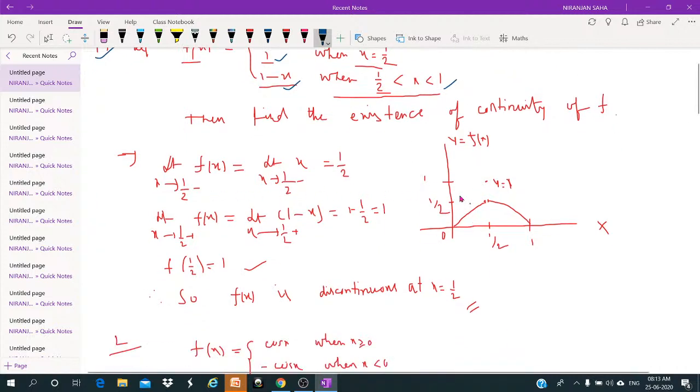So here we can draw that from 0 to half, f(x) is in this way, the curve is this, and from half to 1, f(x) again in this way, but if x is equal to half, f(x) is equal to 1. So you can see from the figure that f is discontinuous at x equal to half. You can also take the left hand limit and the right hand limit of f(x), which are half and 1, and f(half) is also 1.